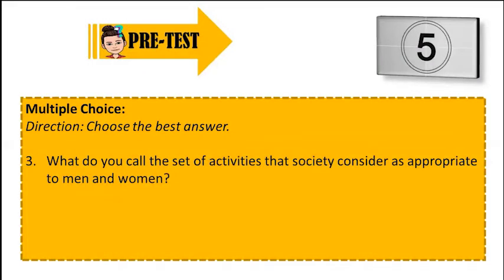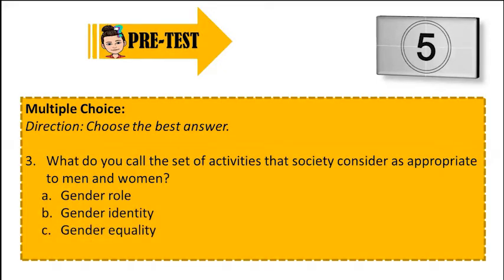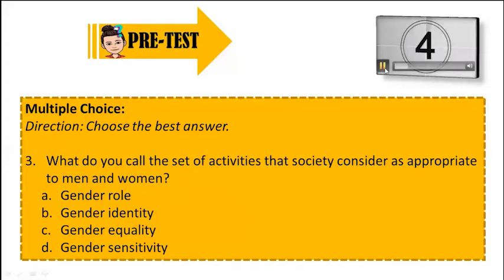Next, what do you call the set of activities that society considers as appropriate to men and women? A, gender role. B, gender identity. C, gender equality. D, gender sensitivity. Your timer starts now. And the answer is gender role.